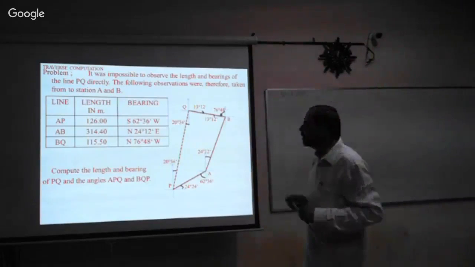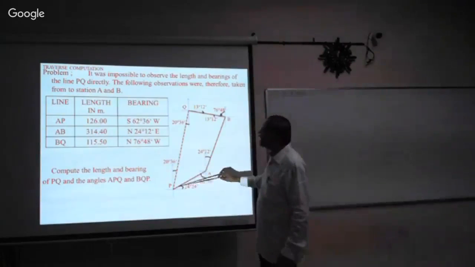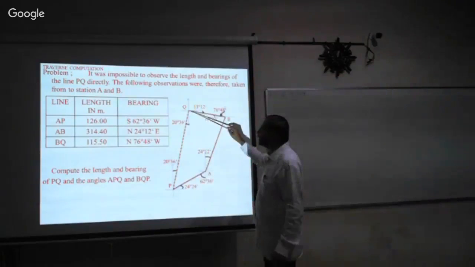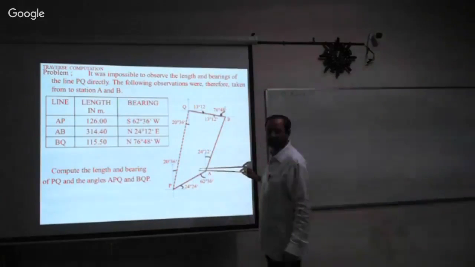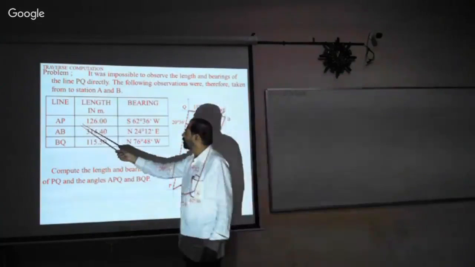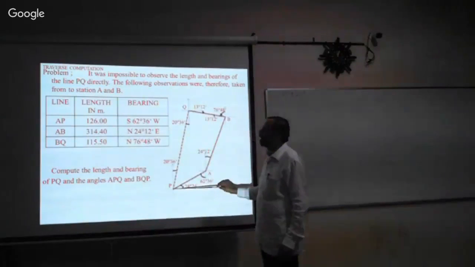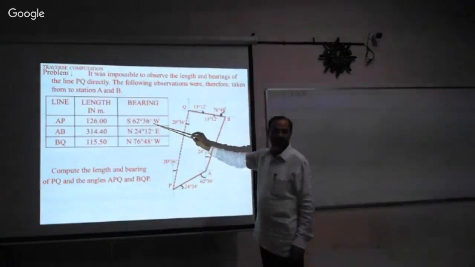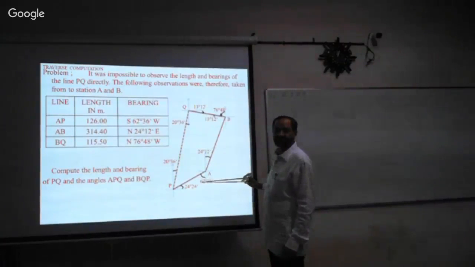Now, under those circumstances, this is one problem they have given. If we are not able to measure the length PQ, it is difficult to measure the length and bearing of this PQ. So therefore, they have measured the length and bearing from A and B. Now AP is 126 meter long, and the bearing is south west 62 degree 36 minutes.